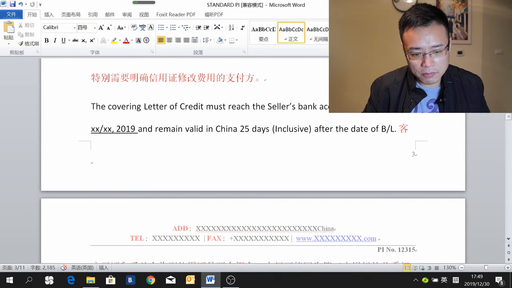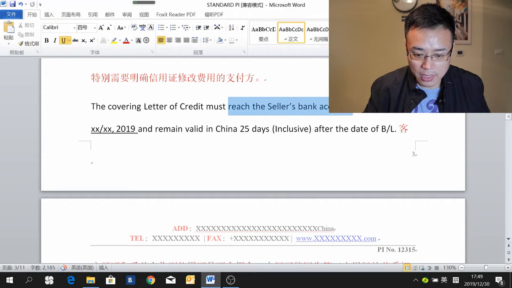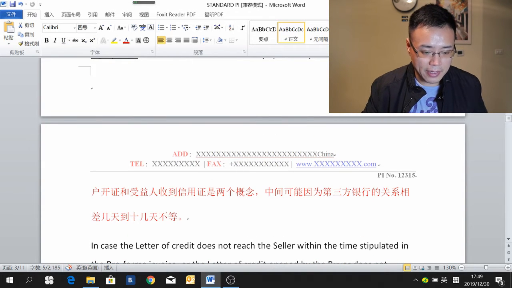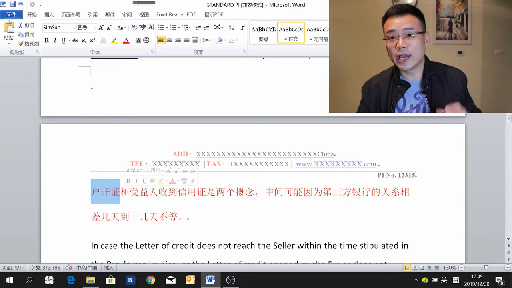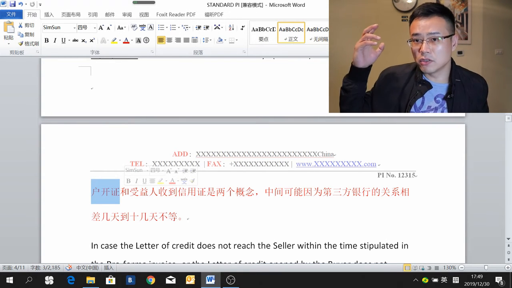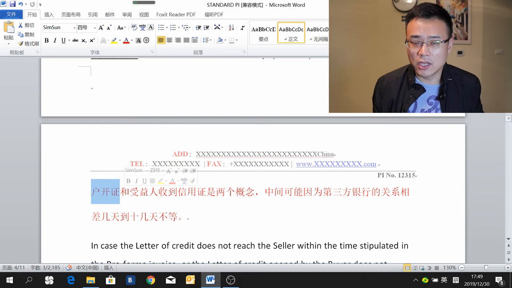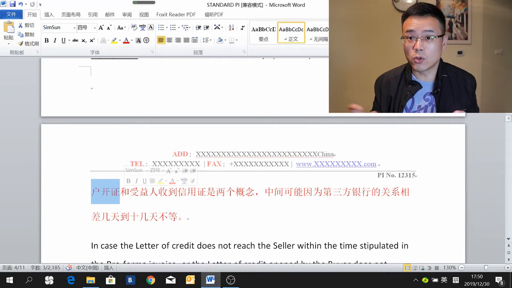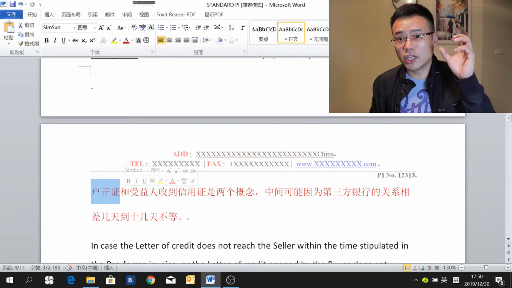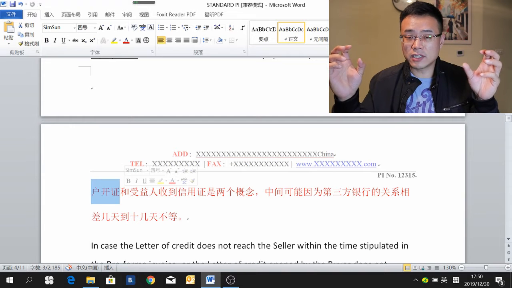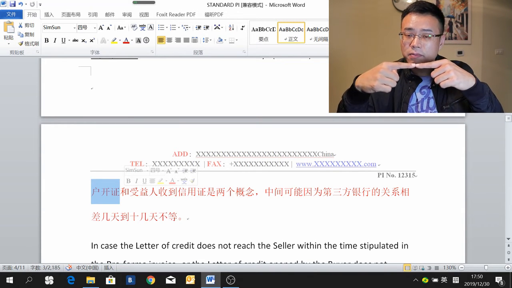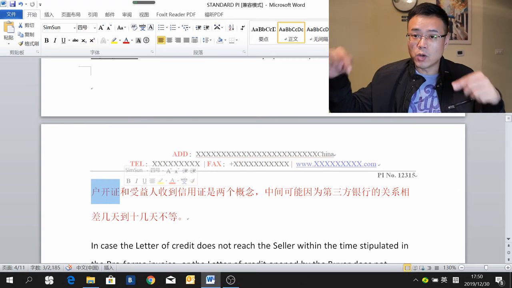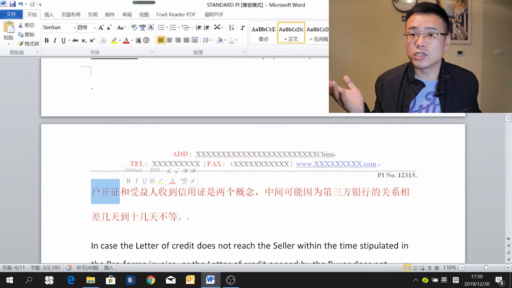The covering letter of credit must reach the seller's bank account on or before so-and-so date. Why do we mention reach the seller's bank account? Because the day the LC applicant issued the LC and the day the LC beneficiary received the LC could be totally different days. Could be a gap of several days or even several weeks. If the LC issuing bank and LC advising bank have a direct working relationship, the LC goes so fast, within the same day, you can receive the LC.